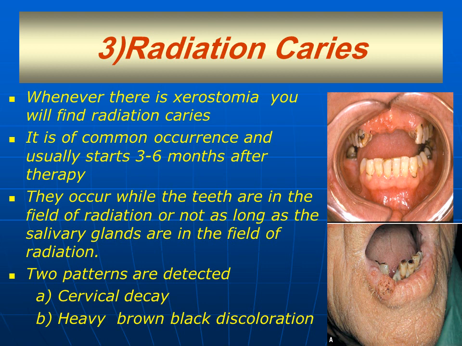Third side effect is radiation caries. Whenever there is xerostomia, you will find radiation caries. It is of common occurrence and usually starts 3 to 6 months after therapy. They occur whether the teeth are in the field of radiation or not, as long as the salivary glands are in the field of radiation.